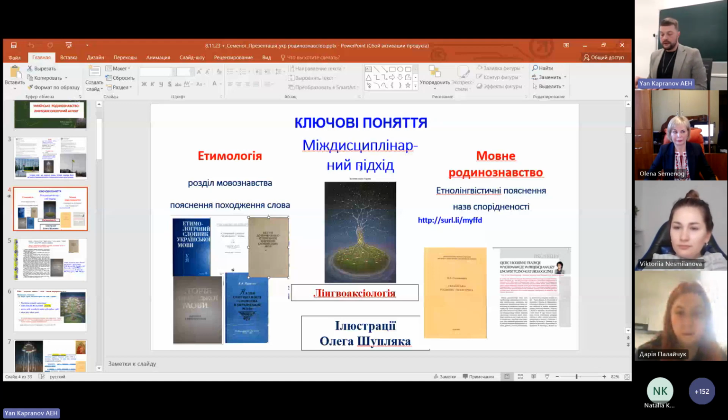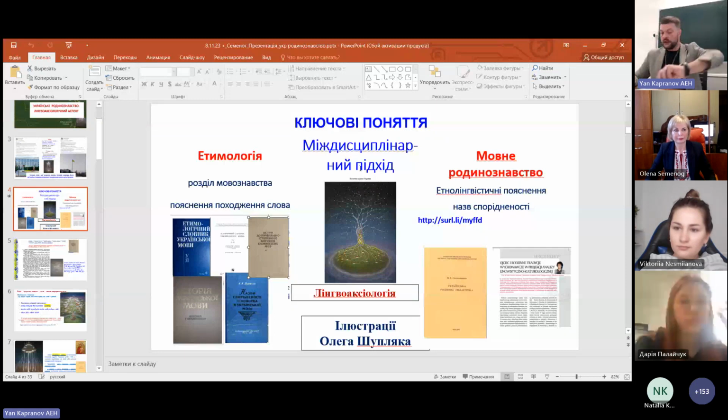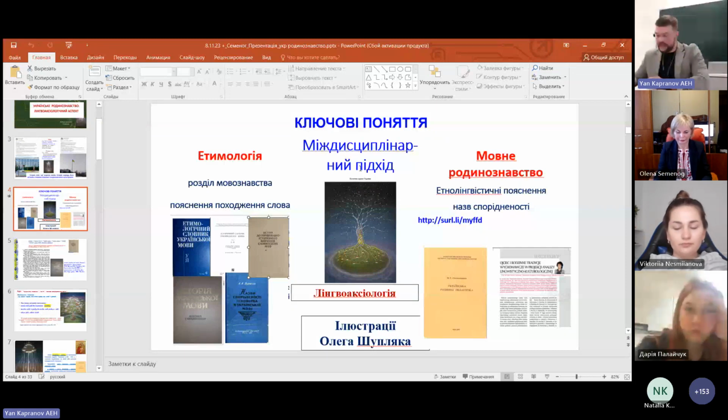By the way, all the illustrations given on the slide, with historical and cultural characteristics, are the illustrations of a Ukrainian artist, a member of the National Union of Artists of Ukraine, Oleg Ilyich Shulyak.